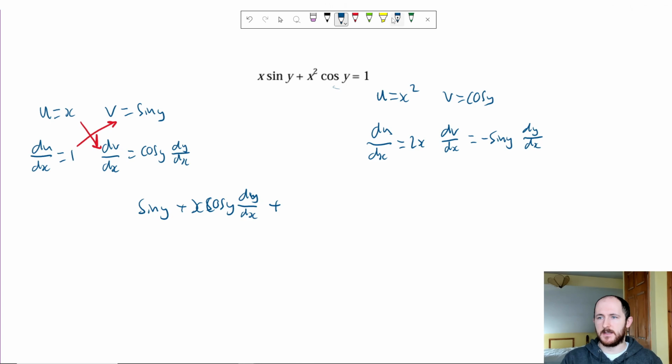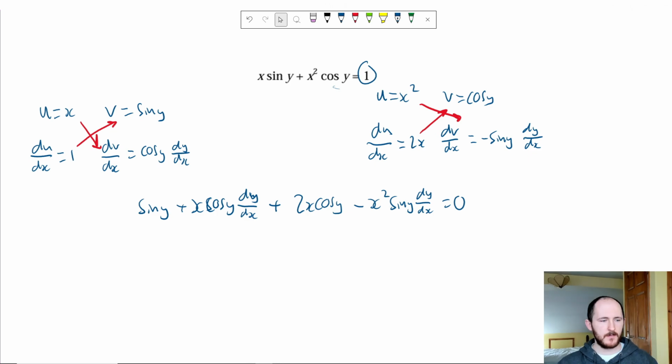We're going to have a plus, and again we're going to do the cross terms. So we have 2x cos y, and we have negative x squared sine y dy by dx equals, well, differentiating that's nice and easy, it just equals 0. So now we have to actually, don't forget the question was, work out what dy by dx is.